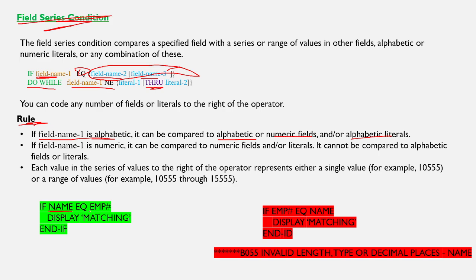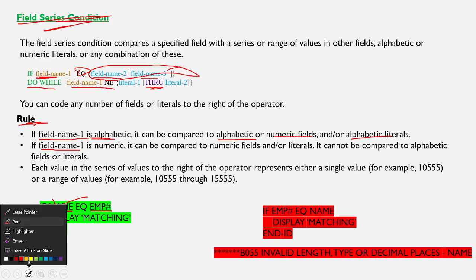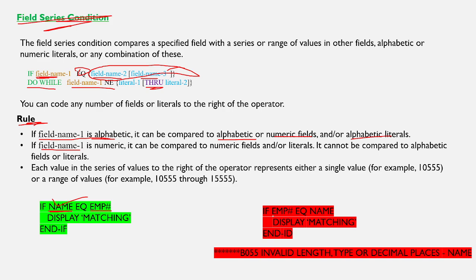So here we are comparing it with the employee ID, which is numeric. So this is working fine. If the field name is numeric, in this case we have employee number. Employee number is numeric, and we are matching it with an alphabetic field. We can see it cannot be compared to an alphabetic field or literal.